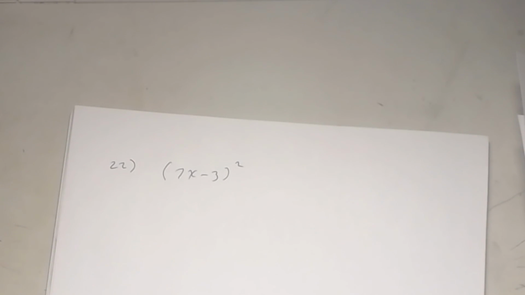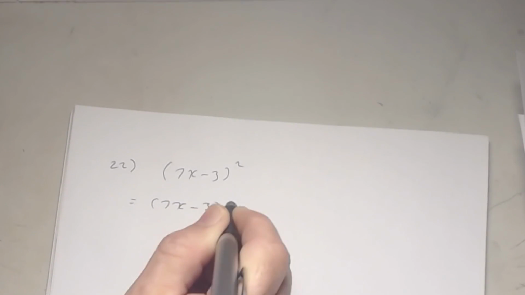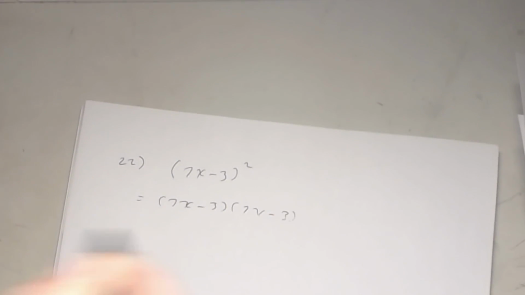Because what does 7x minus 3 squared, what does that binomial squared mean? 7x minus 3 times itself, right? Times itself. So that's 7x minus 3 times 7x minus 3. So we read it like that, and now you can use the FOIL method. So make sure you draw those little arcs, though.